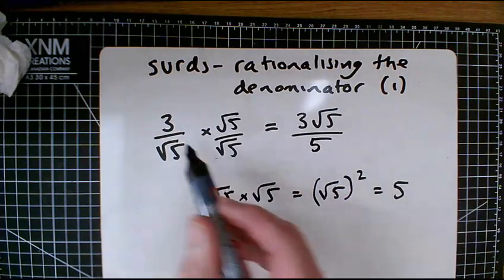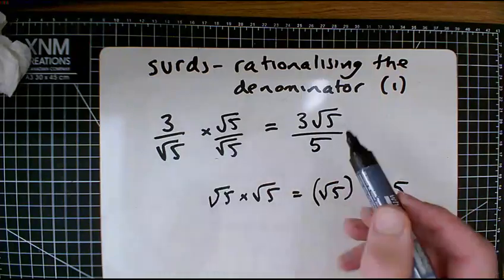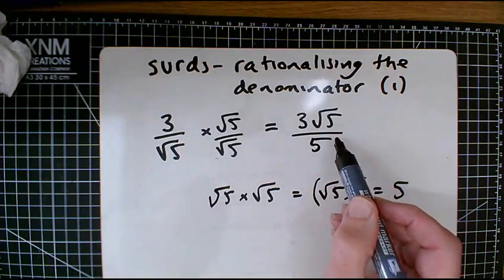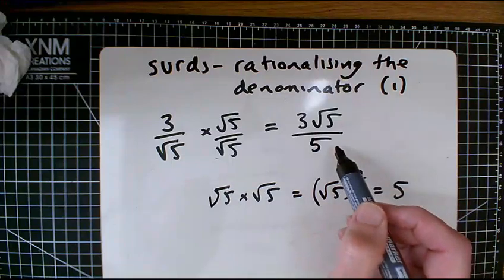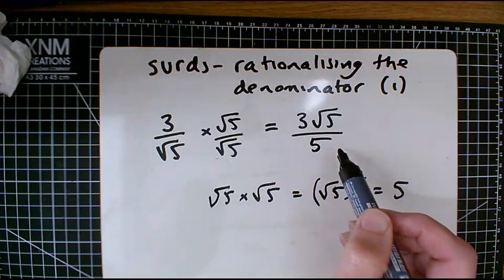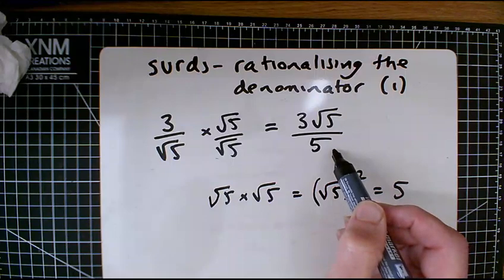So now we've got this number expressed in a different way. It's still the same number, but the denominator is now a rational number.